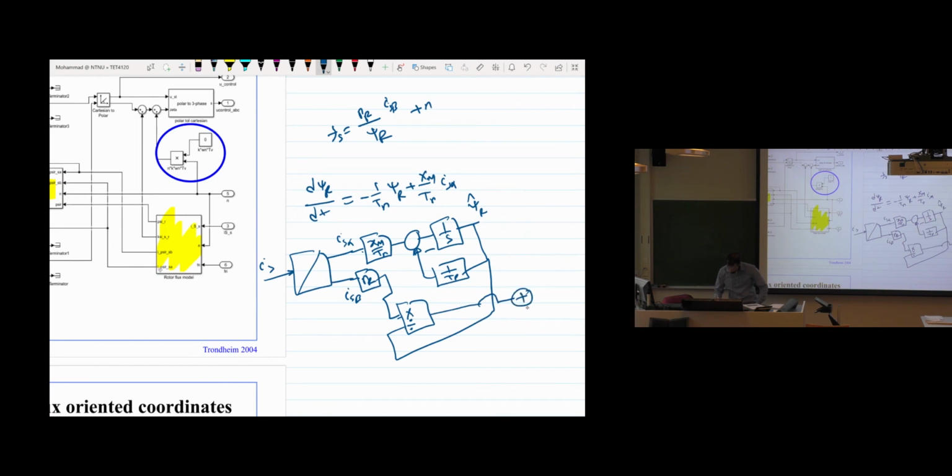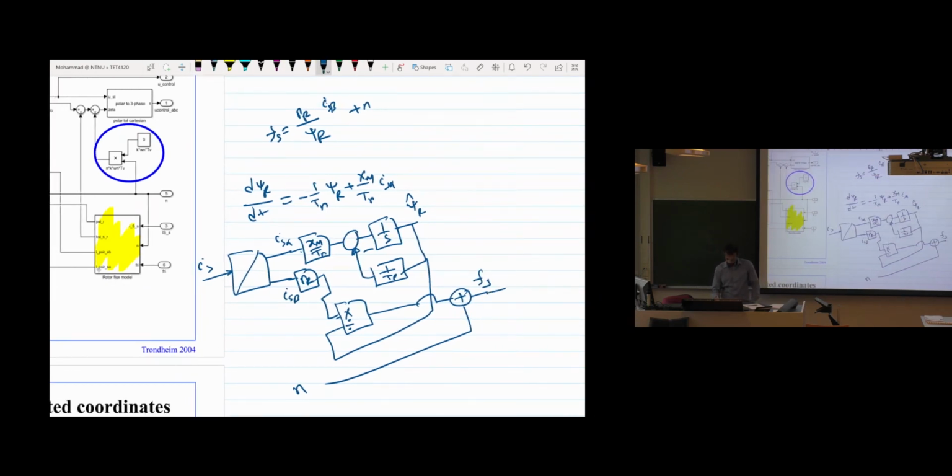And then you add here, this is bit n, and that gives you Fs, the stator flux. And then if you integrate it, that gives you theta, the stator flux angle. So this is what you can estimate in the software, in Simulink. So that's what has been done here.